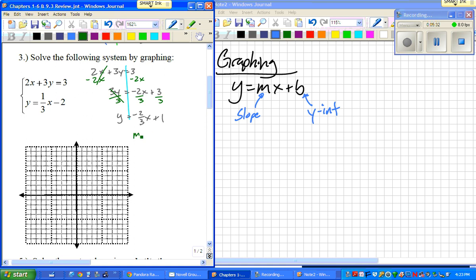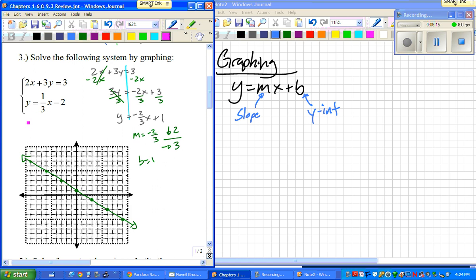Okay, and now we know that our slope is negative 2 over 3, which tells me I have to go down 2, to the right 3. And b is 1, so that's where we have to start. And I'm going to go down 2 over 3, down 2 over 3. Okay, and do that in both directions. And once you've got that, you can draw your line.